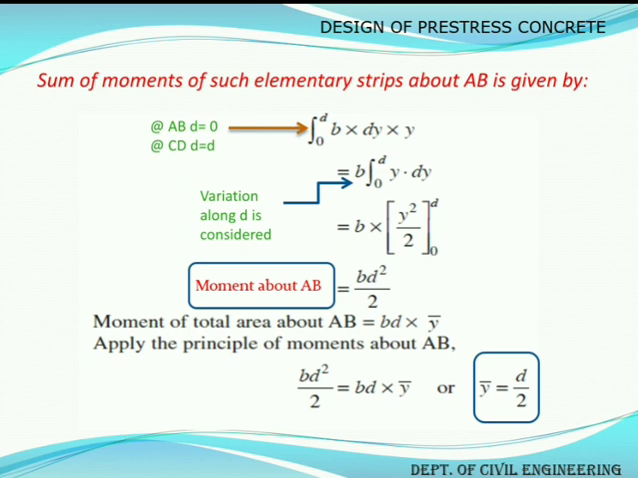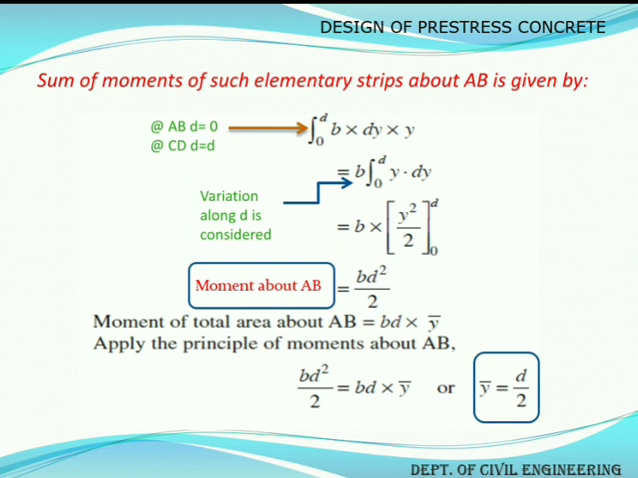That is, we have to equate BD square by 2 is equal to B into D, which is the area of the entire figure, multiplied by y bar. Here y bar is the centroidal distance of the entire figure. As I had stated earlier, our derivation will end when we find y bar. Therefore, cross multiplying we will get y bar is equal to D by 2.